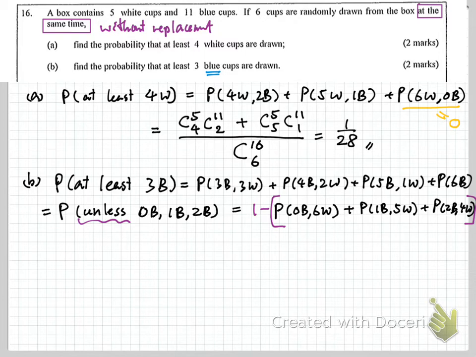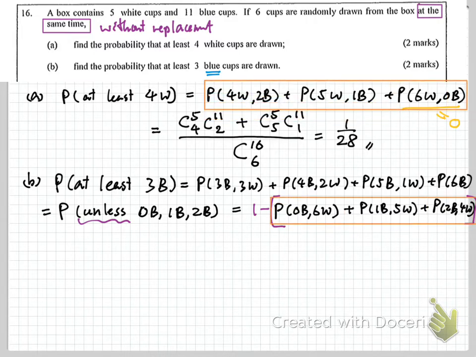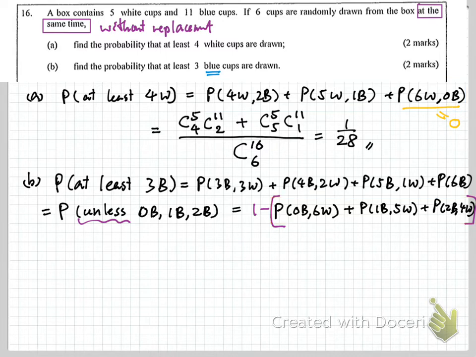Moreover, if you pay attention to it, if you have the insight, suddenly you discover that what is in this orange box is exactly the answer in part A. That is a big revelation. So the simplest way out of this question is just take the answer in part A and 1 minus that answer. 1 minus 1 over 28, and this is it.